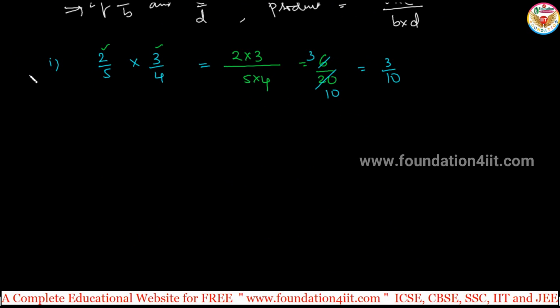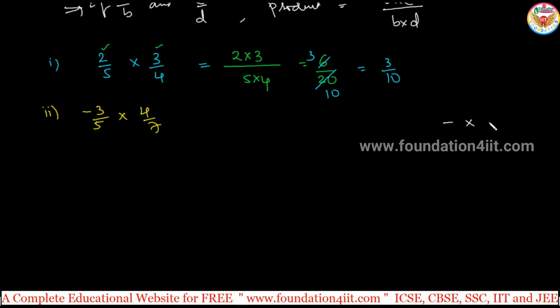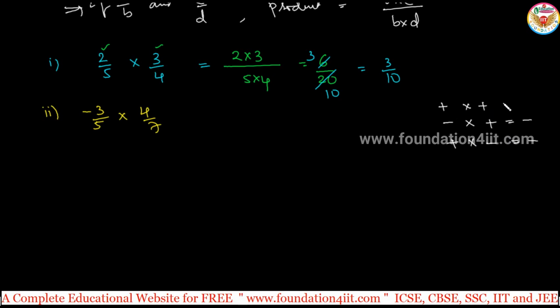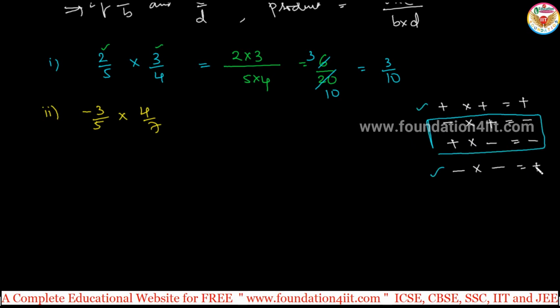And whenever there are negative and positive numbers, we should be careful. For example, minus 3 by 5 into 4 by 7. So you need to multiply this with the simple formula: any negative number, minus into plus, is minus. Plus into minus also is minus. Only when both are positive will we get positive, or both are negative will also get positive. Here one is negative, one is positive, so we get the negative again. Both are plus or both are minus, we get positive.